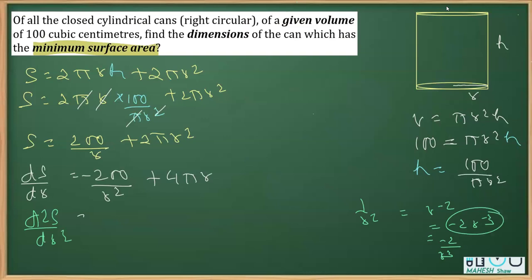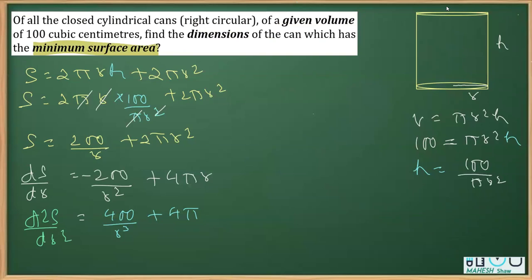So that means this minus will become plus, and when multiplied, this is 2 by r cube times minus 200. And for this, it is going to be just 4 pi. So I can simplify it further, and this is going to be 400. So I can write it directly as positive 400 by r cube plus 4 pi. Now this is what we got as its second order derivative.